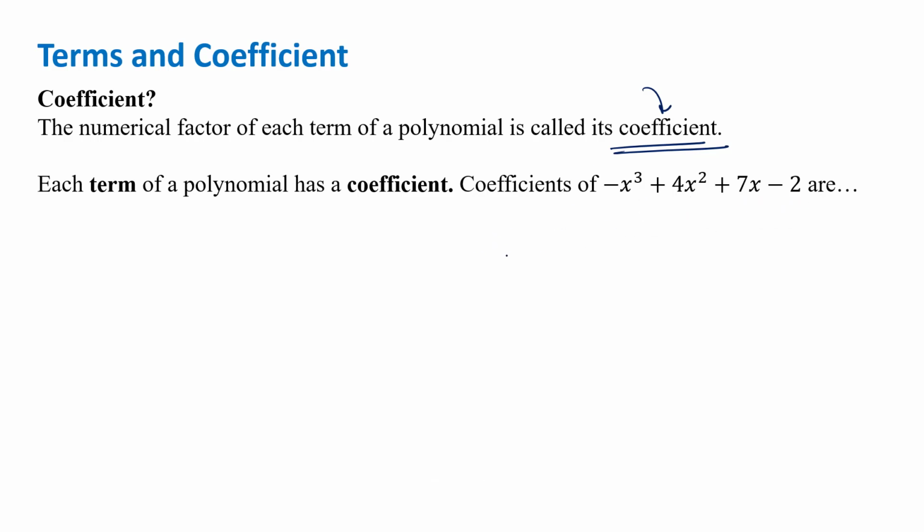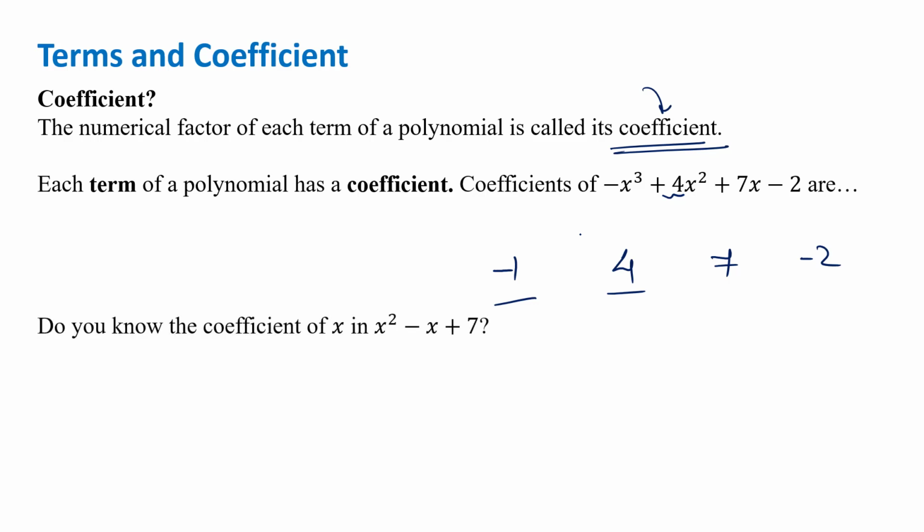The coefficient of x cube is minus 1, because the numerical factor here is minus 1. The numerical factor of the second term is 4. The numerical factor of 7x is 7, and of the constant term is minus 2. So the coefficients of these terms are minus 1, 4, 7 and minus 2. You just have to look for the numerical factor in each term, and that numerical factor is called the coefficient.